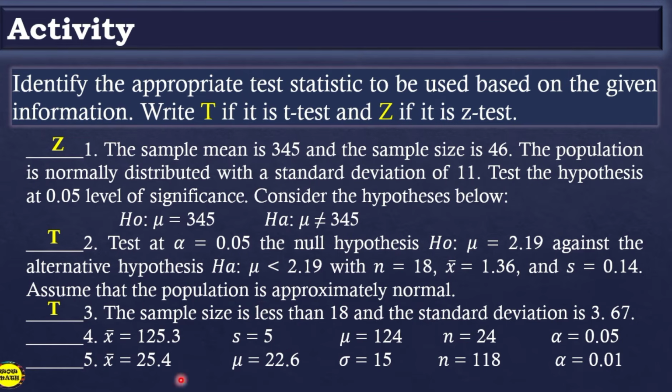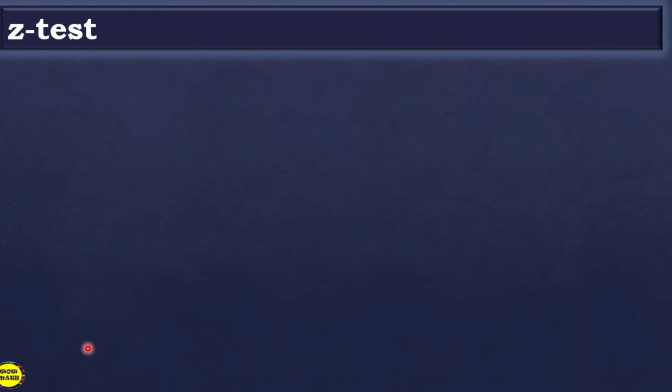Number 4, sample standard deviation ang given natin and then meron tayong sample mean. So the answer is T pa din. And number 5, since given yung population standard deviation and the sample size is 118, so C ang sagot natin. Okay? Sana na-recall kung paano natin ina-identify kung t-test or c-test ang gagamitin natin sa given problem.